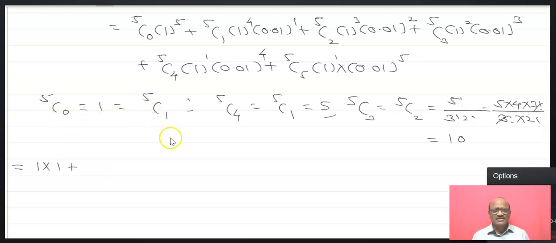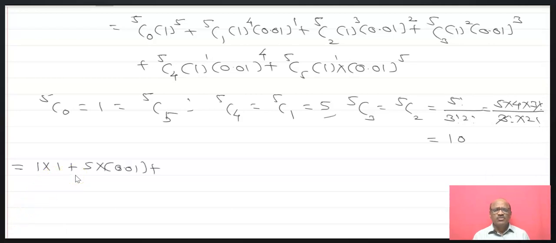By mistake here is written 1. 5C4, 5C1, that is equals to 5. 5C3, 5C2, their values I had calculated. Here you can see 10 factorial upon 2, 3 factorial into 2 factorial. After calculations, you are getting the value 10. And now here 1 into 1, that is 1.